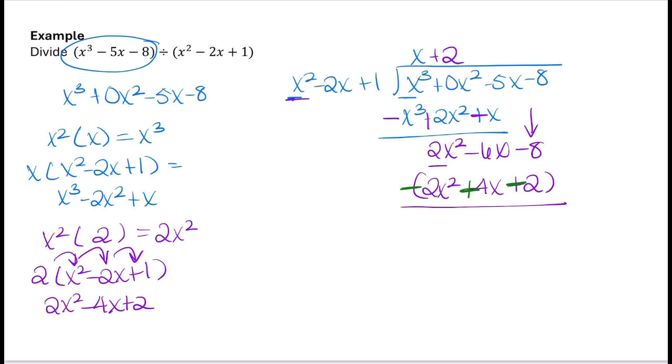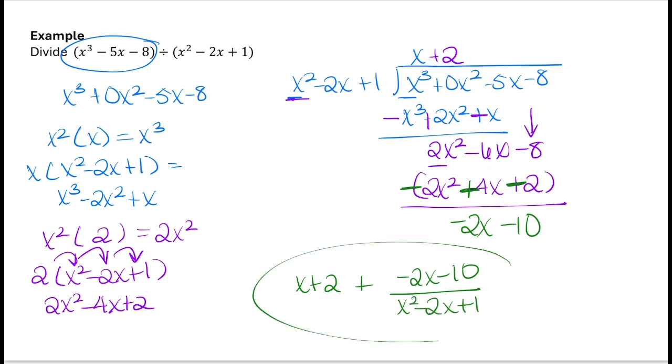So 2x squared minus 2x squared is 0. And then minus 6x plus 4x is minus 2x. And then minus 8 minus 2 is minus 10. So that actually means I have a remainder now in this problem. So I'm going to write my final answer as x plus 2 plus, and then remember I put my remainder in the numerator, and then I put my divisor in the denominator. So I have x squared minus 2x plus 1. And that is now my final answer.